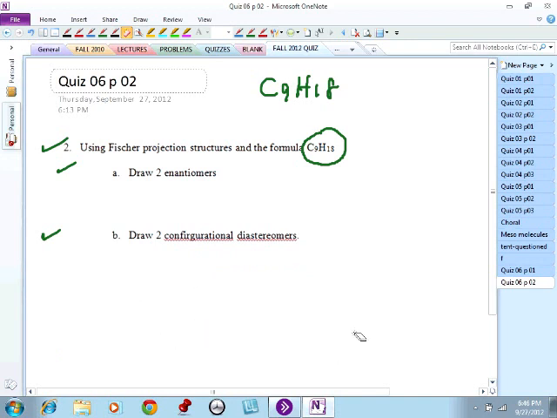Okay, now let us use the same formula here to draw two configurational diastereomers. When we say configurational diastereomer, what are we looking for? How many chirality centers? At least two. Okay, you got to have more than one chirality center whenever you are discussing configurational diastereomers. So, using that same formula here, I could have this CH3. I could do this. This is what I meant when I say you could use cyclic.